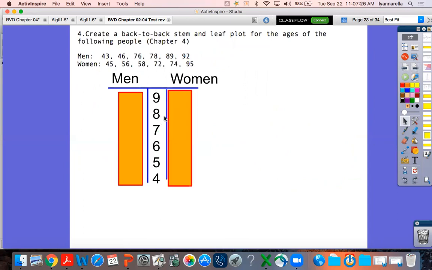This is what we call a back-to-back stem and leaf. So what we did is we said 9, 8, 7, 6, 5, and 4 are the stems, and the women's leaves are on this side, and the men's leaves are on this side. So for the 92 man, he goes over here, the 2. And for the 95 woman, she goes over here. But the stem is right here in the middle.